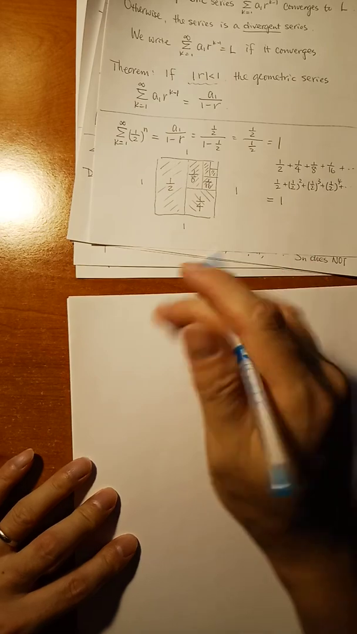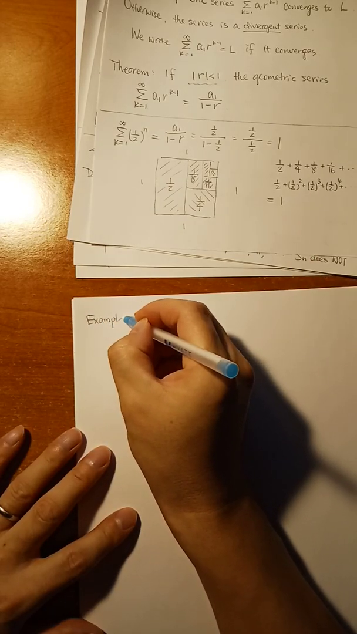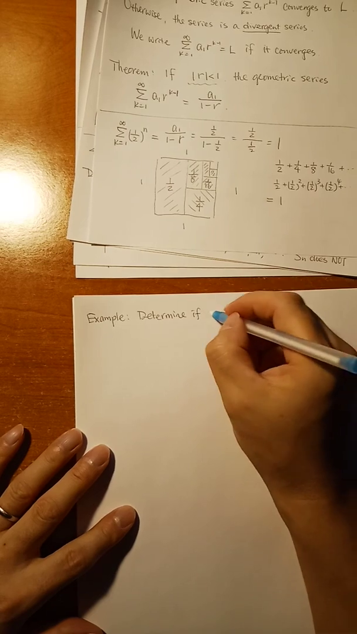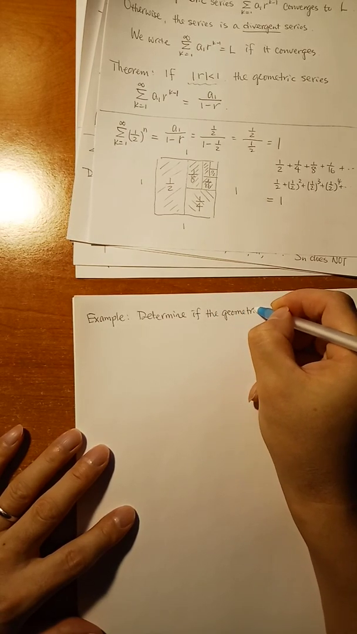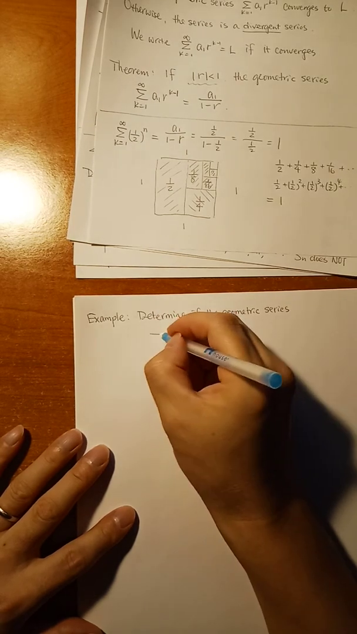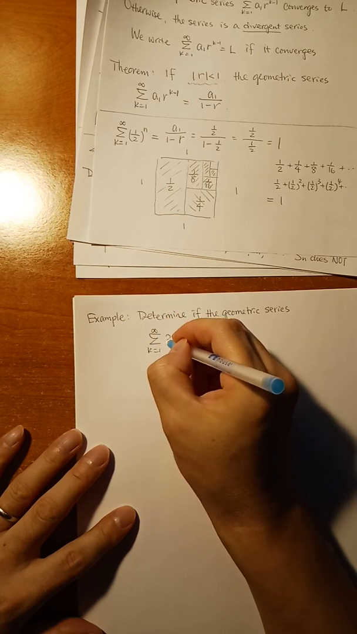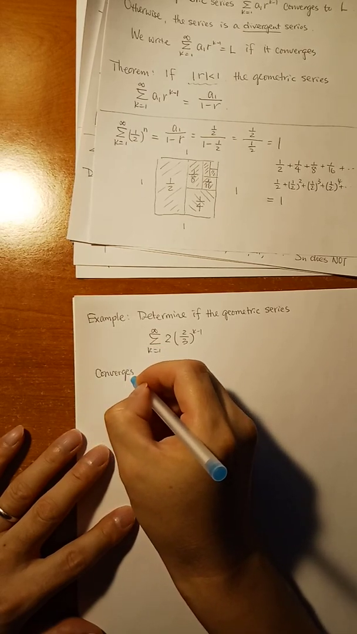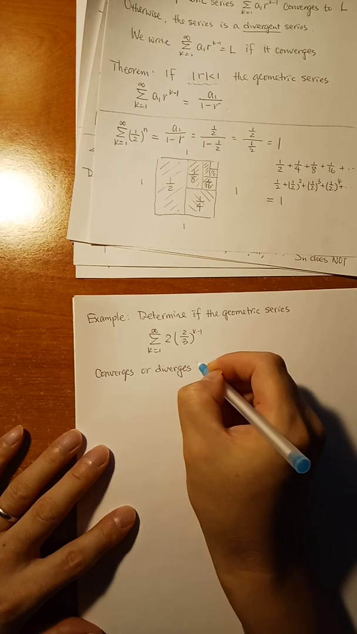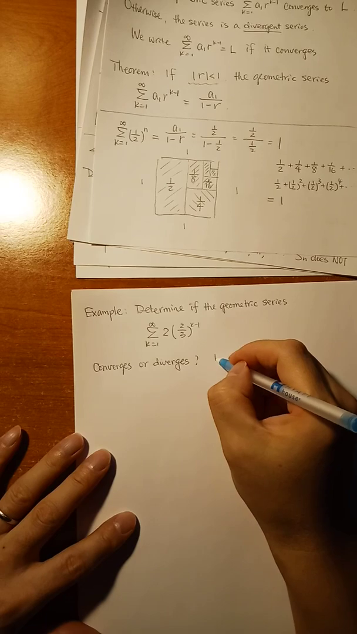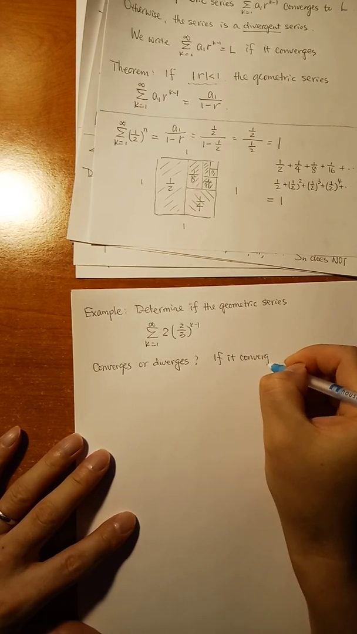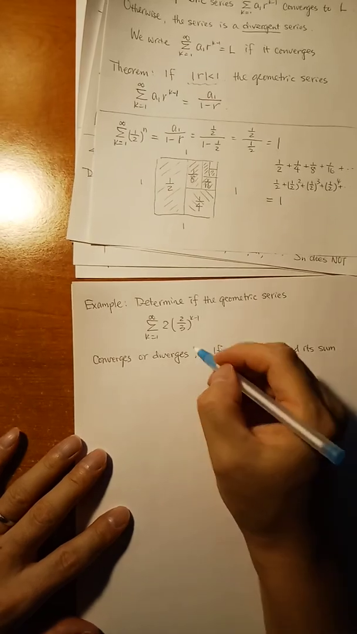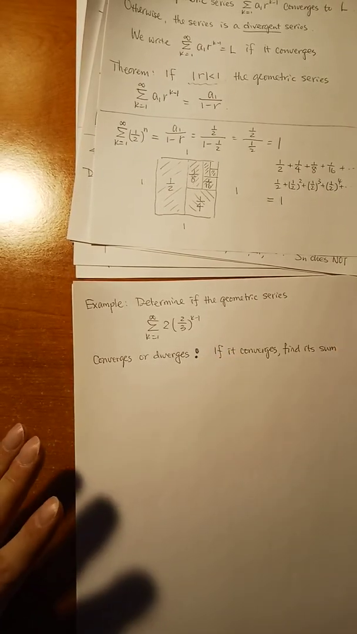Second example. Determine if the geometric series, sum from k equals 1 to infinity of 2 times (2/3) to the power k minus 1, converges or diverges. First, you have to determine if it is convergent or divergent. If it's convergent, find the sum. So it's already a geometric series.